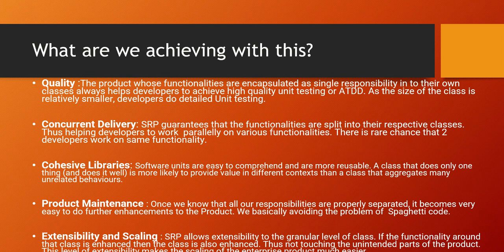Extensibility and scaling. Again, SRP allows extensibility to the granular level of a class, because our classes are very easy to extend. If the functionality around that class is enhanced, then the class is also enhanced, thus not touching the unintended parts of the product. This level of extensibility makes the scaling of the enterprise product much easier. I hope it's pretty clear. I think it's very simple. We can achieve the extensibility as well as scaling of our complex applications very easily.